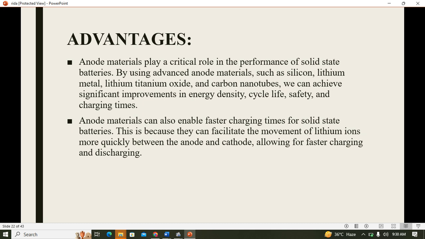Here are the advantages of anode materials. Anode materials play a critical role in the performance of solid state batteries. By using advanced anode materials such as silicon, lithium metal, and lithium titanium oxide, we can achieve significant improvements in energy density, cycle life, safety, and charging times, which are the most important things of the battery. Anode materials can enable faster charging because they can facilitate the movement of lithium ions more quickly between the anode and the cathode.